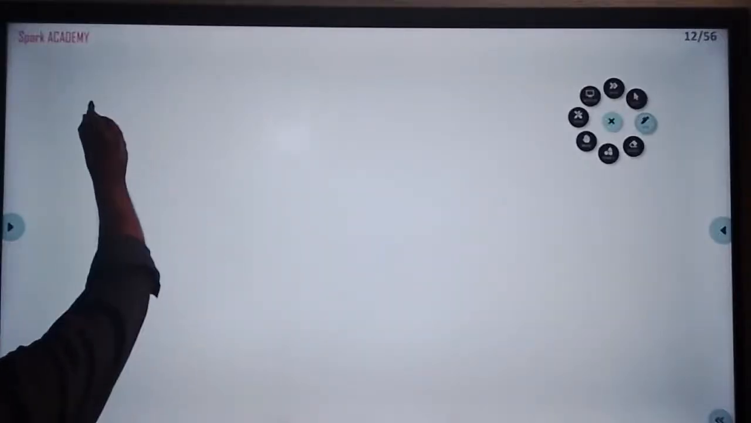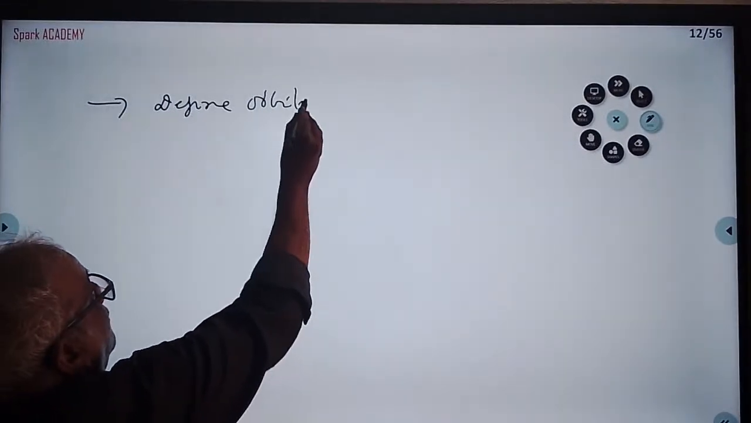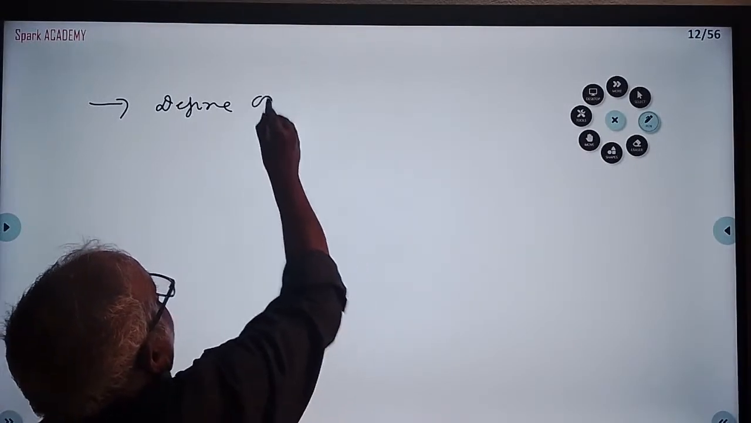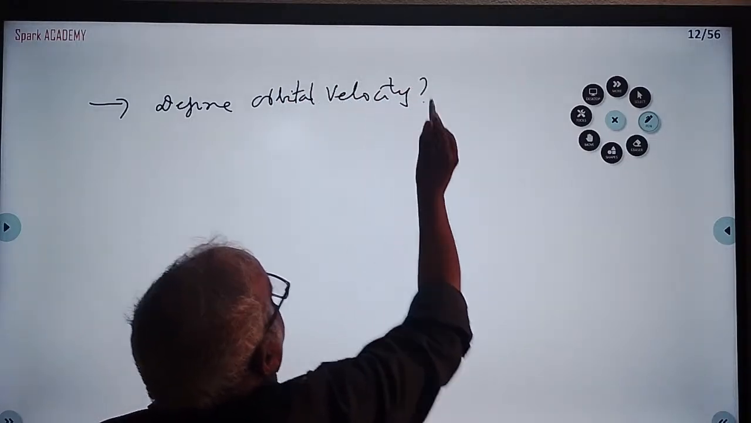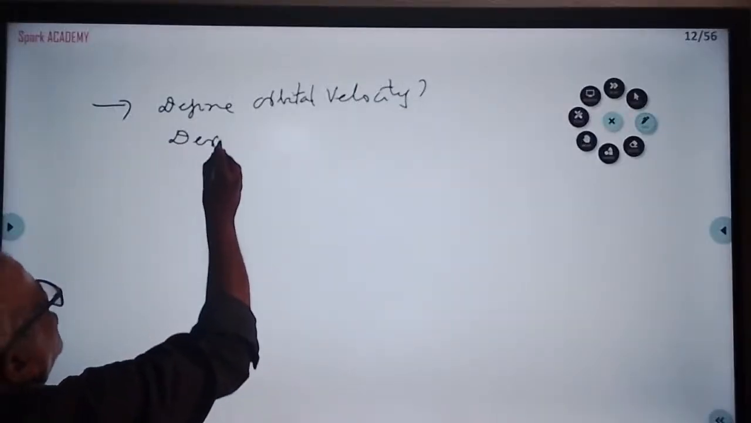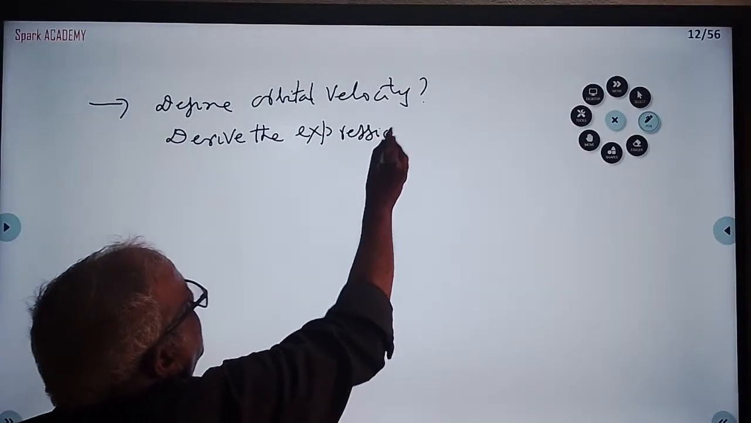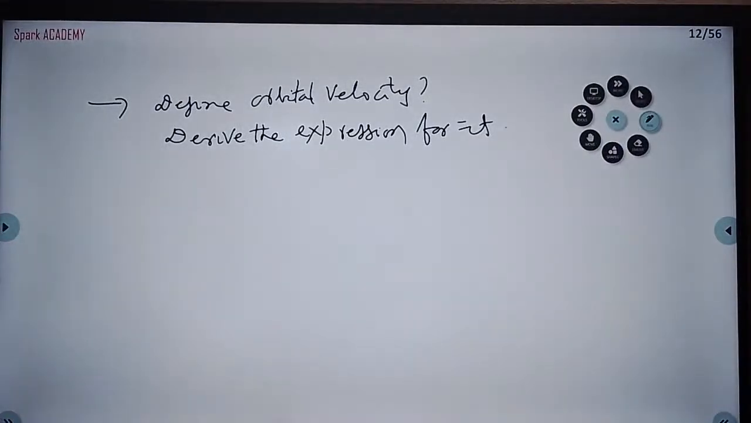Now I am doing: define orbital velocity and derive the expression for it. What is orbital velocity? Here we will take circular orbits only. Except in Kepler's laws, everywhere we will take the orbital velocity of a satellite. The satellite is revolving around the planet.